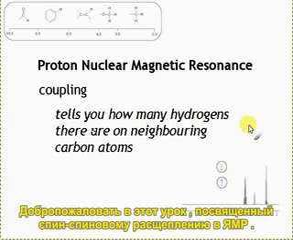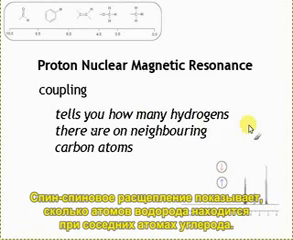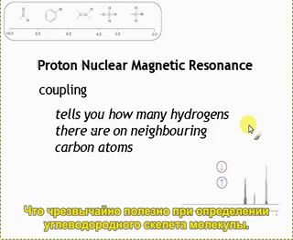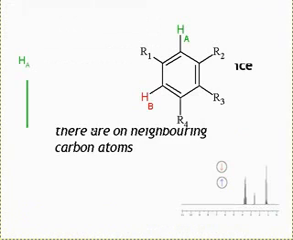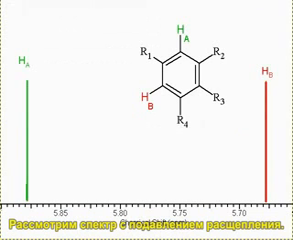Welcome to this tutorial about coupling in proton NMR. Coupling tells you how many hydrogen atoms there are on neighbouring carbon atoms, and therefore it's very useful for determining the carbon skeleton within your molecule. This is the spectrum without coupling.